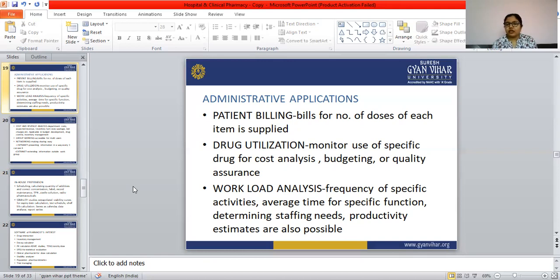And next is the workload analysis. Okay, the computer can analyze the workload in a particular pharmacy. So the frequency of specific activities, average time for specific functions, determination of staffing needs, and productivity estimation, all these functions we can do with the help of the computer.